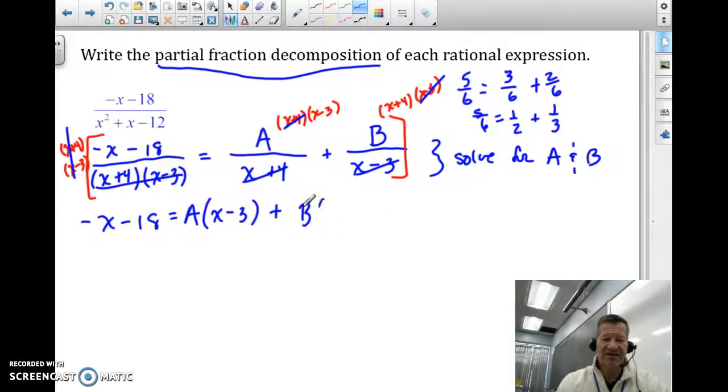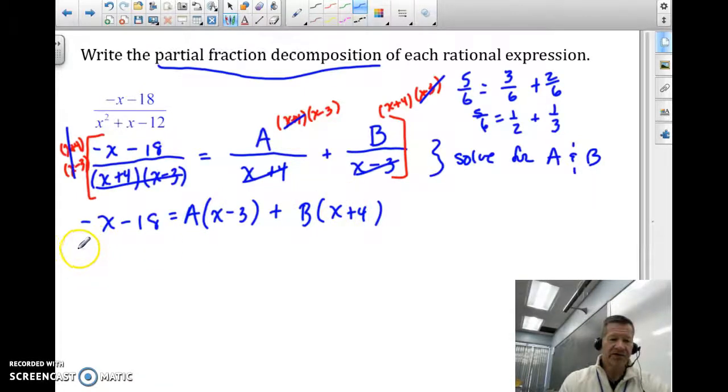Then plus, here the x minus 3's dividing make 1, so they cancel. And I have b times x plus 4. Again, I am not going to simplify that. Now from here, to solve for a, I'm going to try to isolate a. I'm going to try to eliminate b. How can I eliminate b?